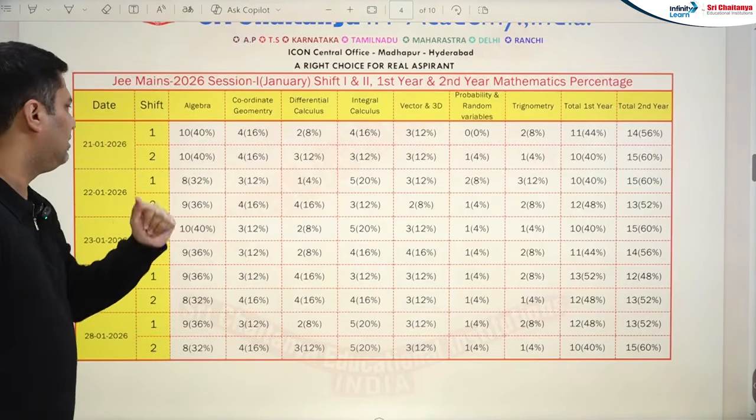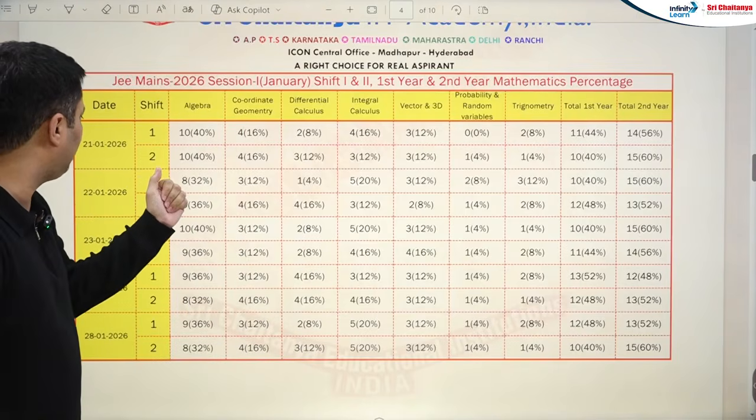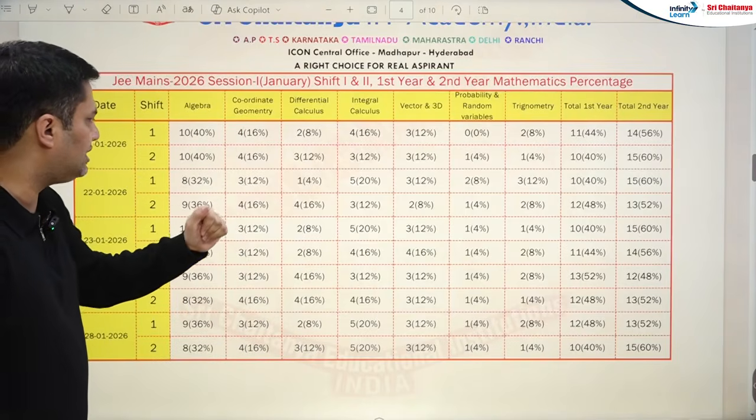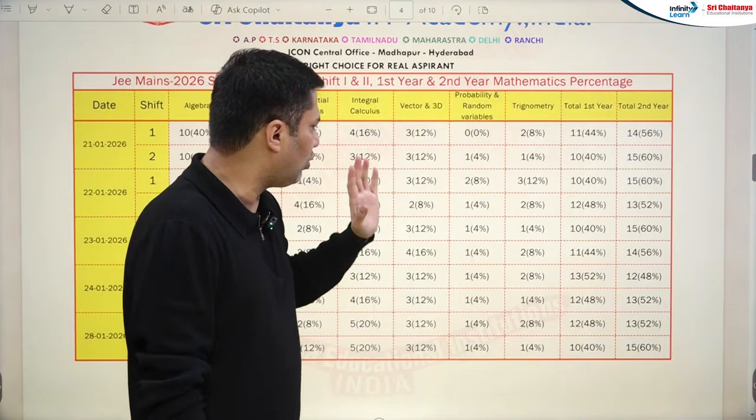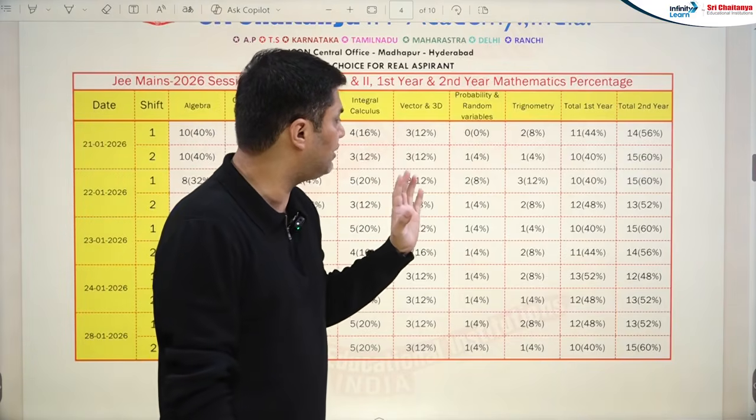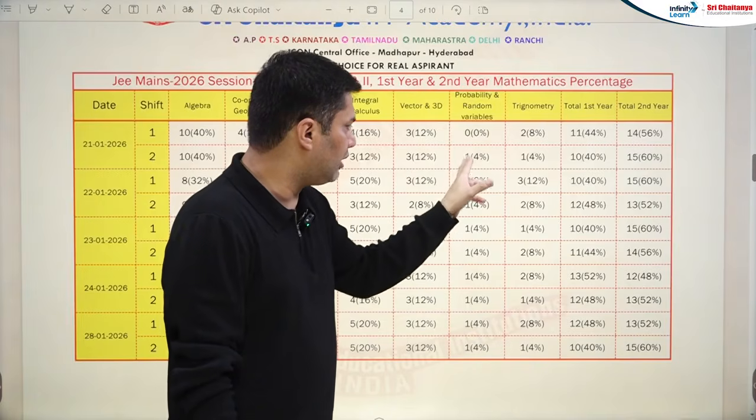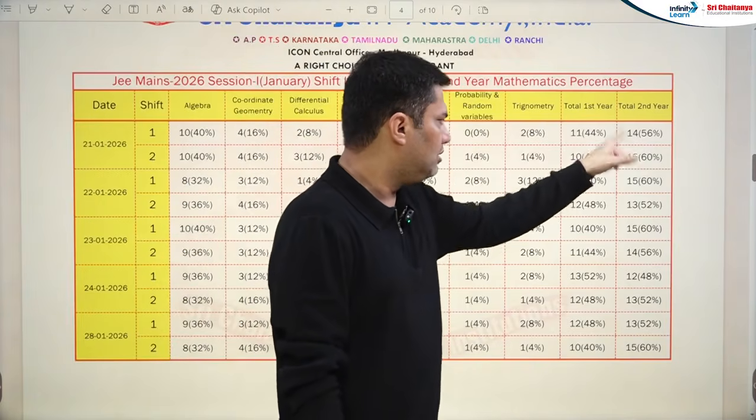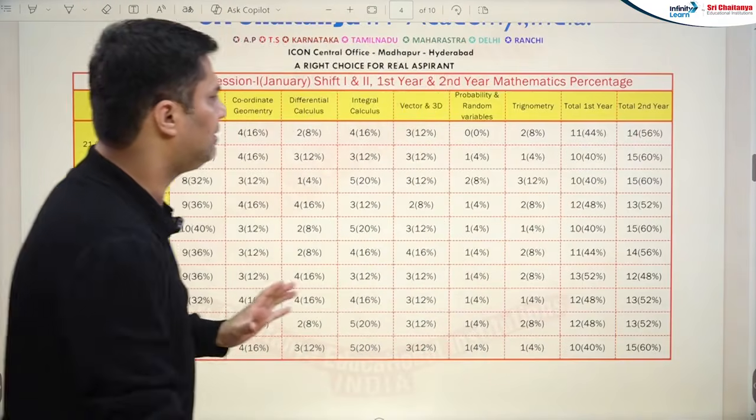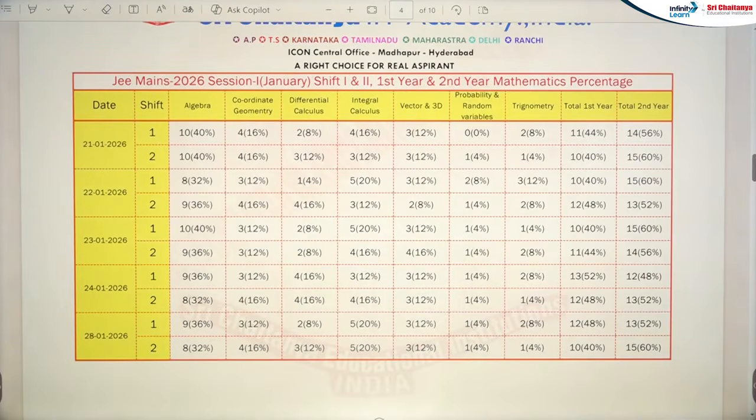Like algebra, it was 40% in both the shifts, coordinate 16, differential calculus, integral calculus 16 and 12, vector 3D is almost equal in first two shifts of 21st January, probabilities 1 question and 0 question, that means only 1 question difference, trigonometry 1 question difference. So overall you can clearly see that yes, this was the weightage.